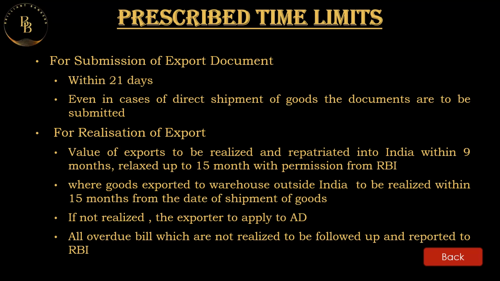In any case, if it is not realized, the exporter is to apply to the authorized dealer for the extension of the period. All overdue bills which are not realized are to be followed up and reported back to the RBI. If the bill is not realized within the stipulated time, the exporter should also apply to his AD for extension of the time in an ETX form, that is an extension form. And all overdue bills which are not realized within the due date should be followed up vigorously by the authorized dealers.